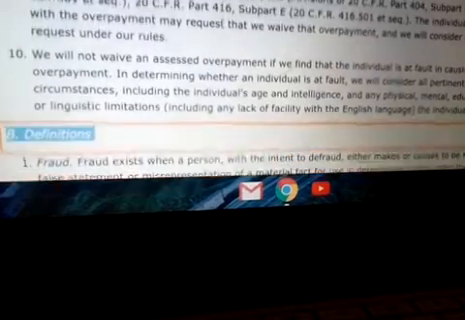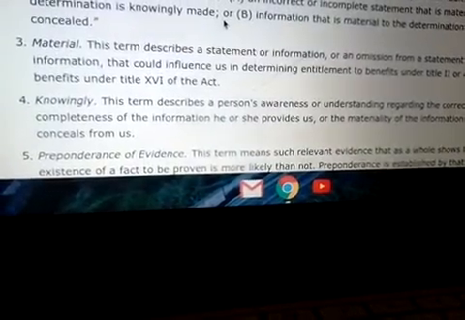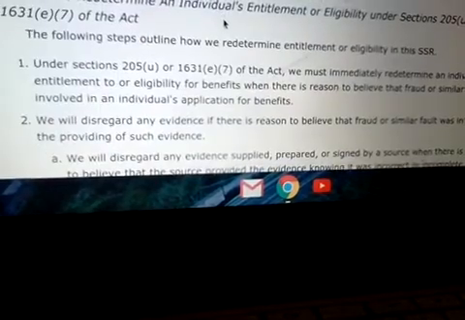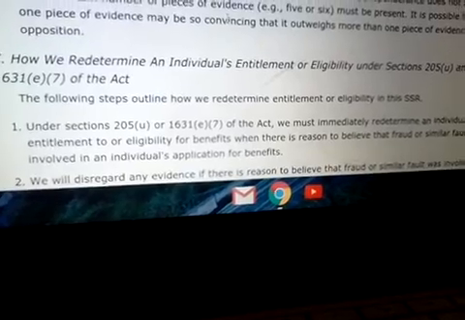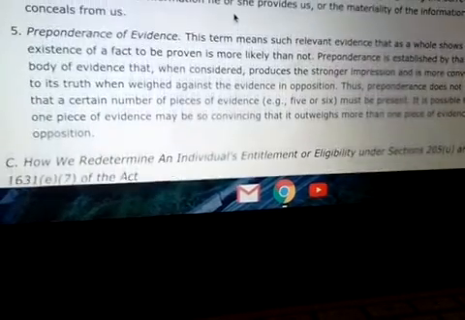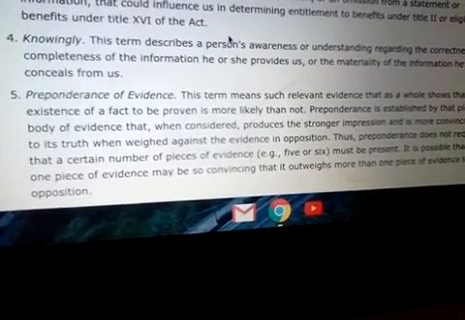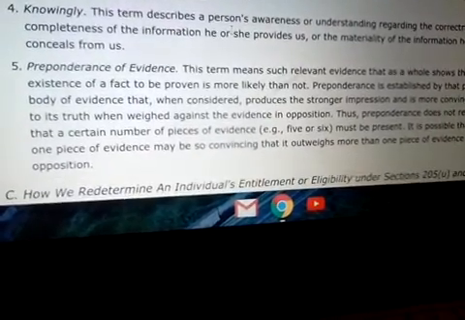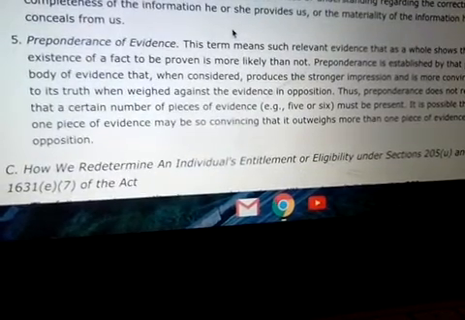B. Definitions. 1. Fraud. Fraud exists when a person, with the intent to defraud, either makes or causes to be made a false statement or misrepresentation of a material fact for use in determining rights under the Social Security Act, or conceals or fails to disclose a material fact for use in determining rights under the Social Security Act.